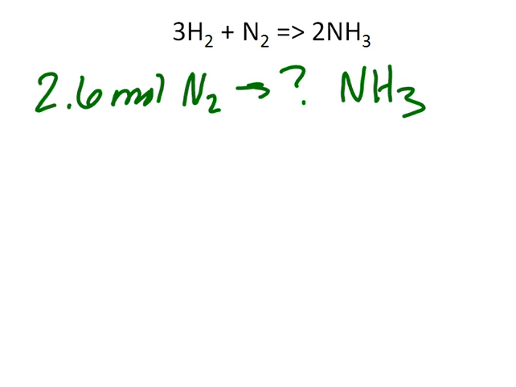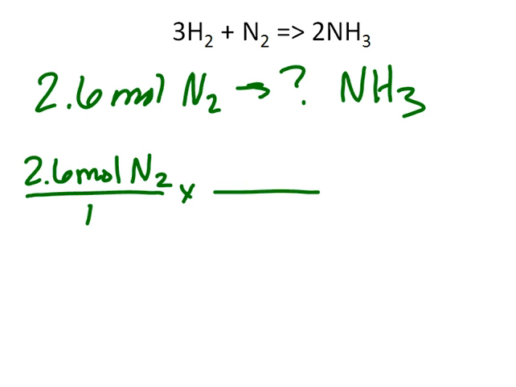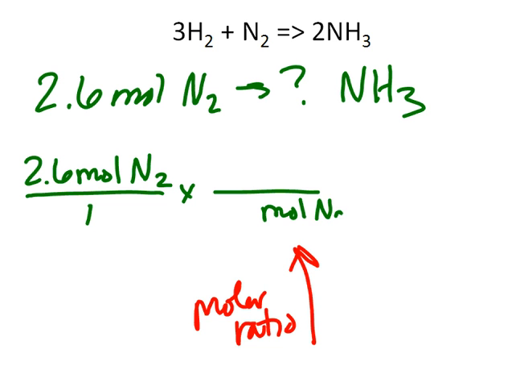In fact, I have an entire video just on molar ratio, which is going to be our first step. But I'll still do one right here. I'm going to start with what I'm given, just like all the other dimensional analysis problems: 2.6 moles of nitrogen over 1. And here is where I'm going to use my molar ratio. I know I need moles of nitrogen on the bottom, and I need to get moles of ammonia. That's what I want, so I'll put moles of ammonia on top.